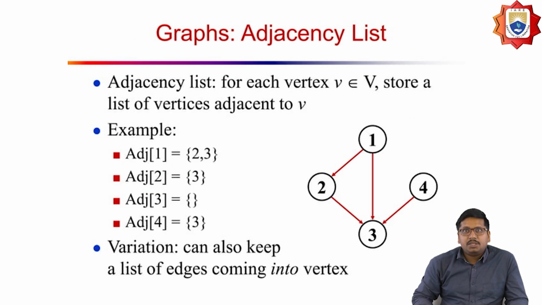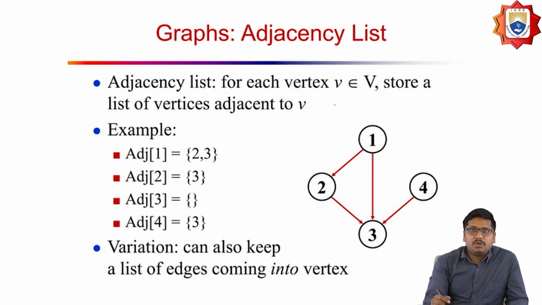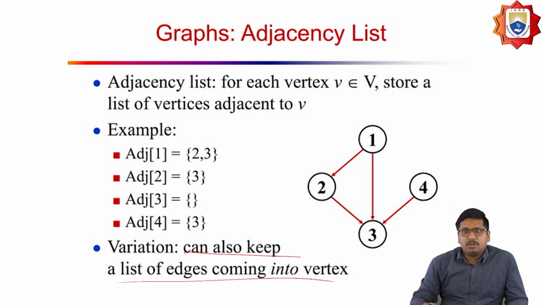And another representation of the graph is the adjacency list. What is this adjacency list? For each vertex V, there should be a set of vertices that are adjacent to V. So I'm going to consider the edges: adjacent of 1 should be 2, 3, adjacent of 2 should be 3, adjacent of 3 should be empty, and adjacent of 4 should be 3. The variation can also keep the list of edges coming into the vertex.